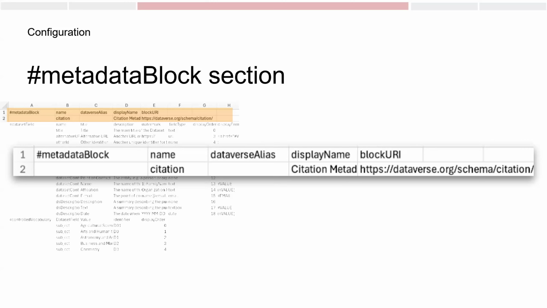The Dataverse alias is where you would put the name of a collection within your installation if you want that metadata block to be available only for that collection. And we'll go over that a bit more later on. And then the last part of that section, the last column E, block URI, we'll go into that in a bit as well, because that's connected to some other things.